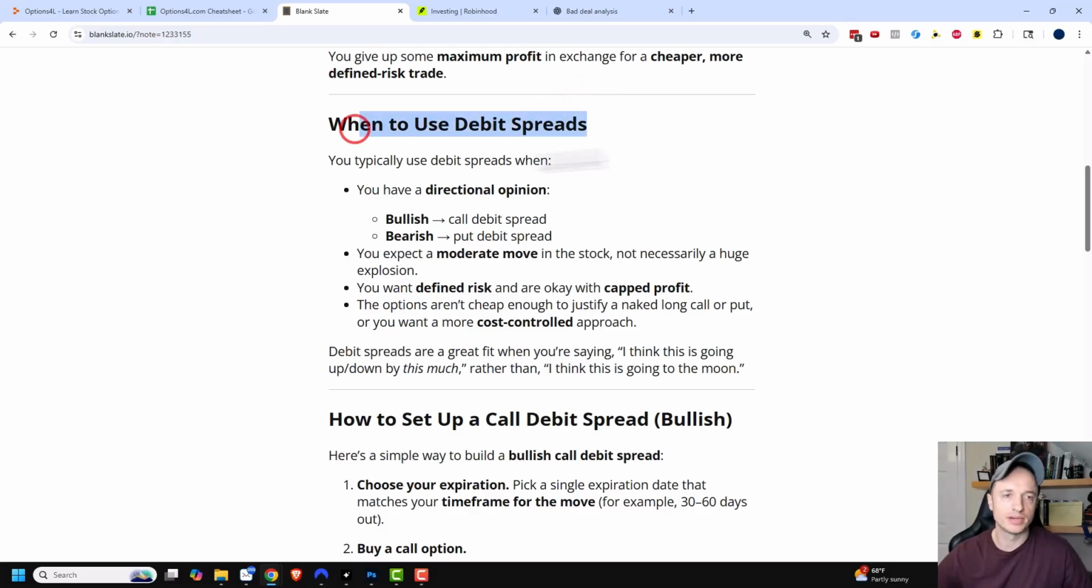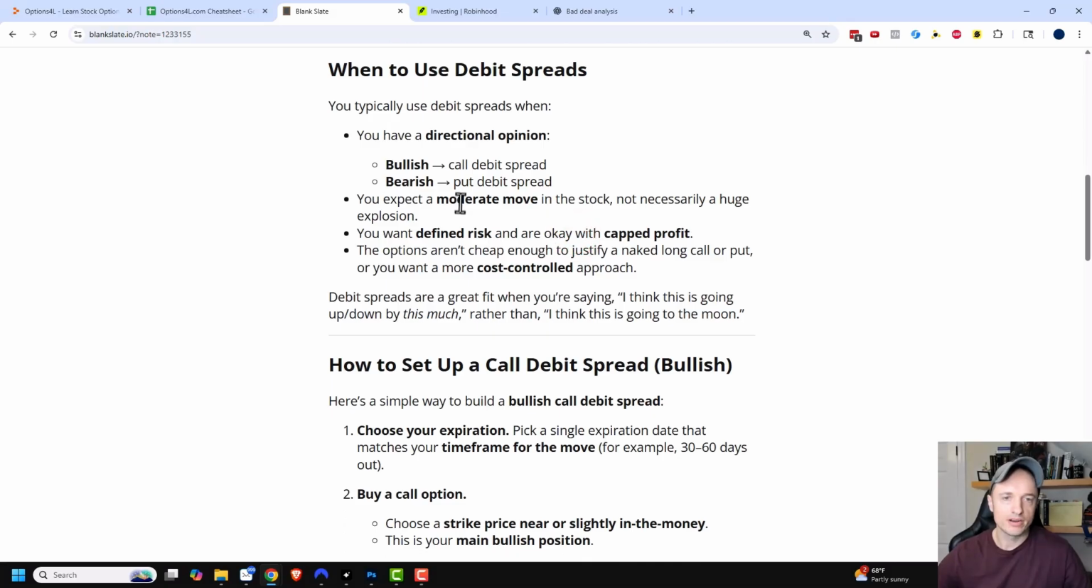Now, when to use debit spreads? You typically use debit spreads when you have a directional opinion. So you're either bullish, so you're going to be doing a call debit spread, or you're bearish and you do a put debit spread. You expect a moderate move in the stock, not necessarily a huge explosion. So you do want the stock to move. This is not a neutral strategy, but you're also not expecting it to jump to $1 million or crash down to $0 either. You want defined risk and are okay with capped profit. The options aren't cheap enough to justify a naked long call or put, or you want a more cost-controlled approach.